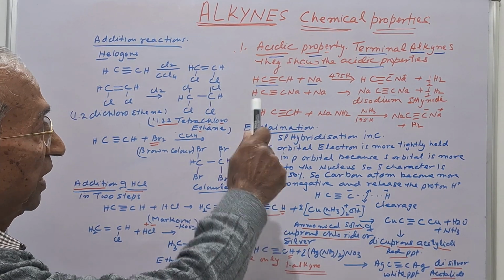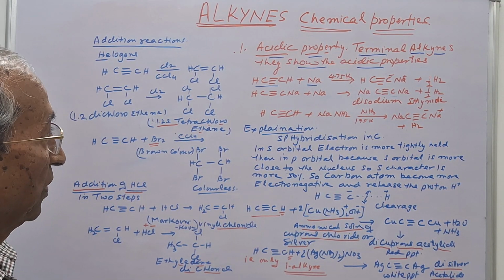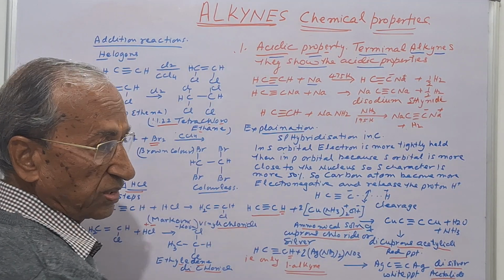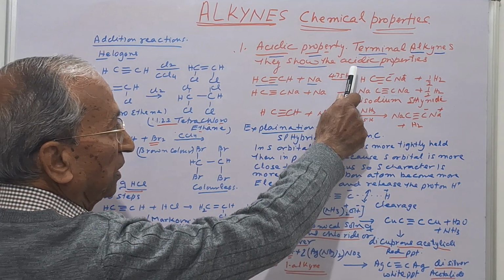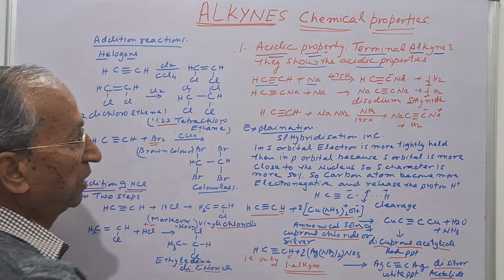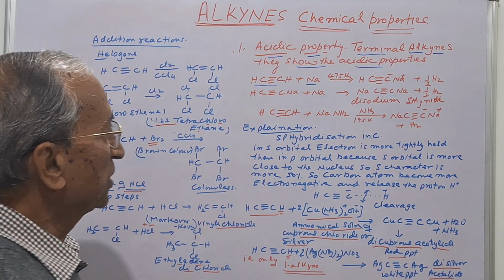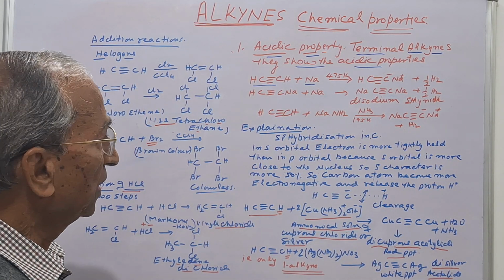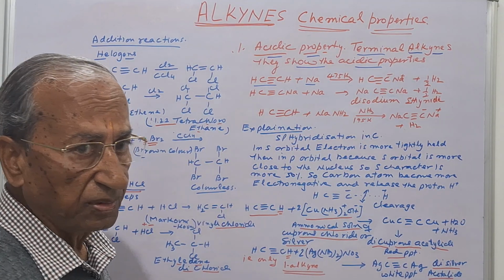Now in the case of the alkynes, that is the triple bond, one important character is that only the terminal alkynes, that is 1-alkynes, show the acidic property. Again listen, only the terminal alkynes, that is 1-alkynes, show the acidic property. Acidic property means they must give out the proton.